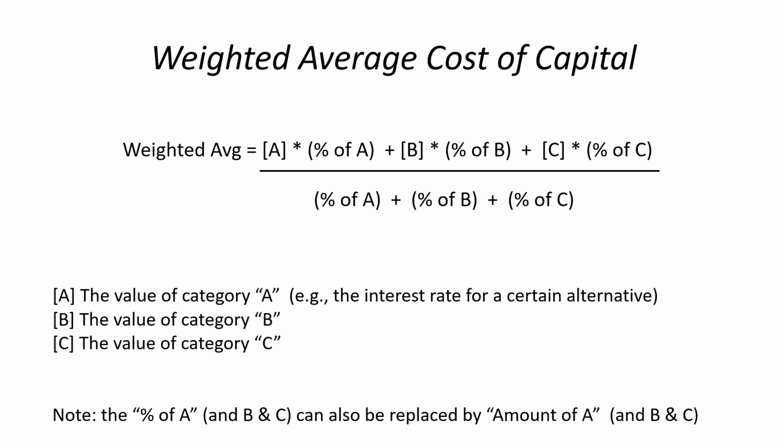So you'll have to calculate something called the weighted average cost of capital. Like if you're borrowing money from 3 different sources and you want to know what's the average interest rate you're paying, then you have to know how much money you've been borrowing from each of those 3 different categories. And this is the approach for that.